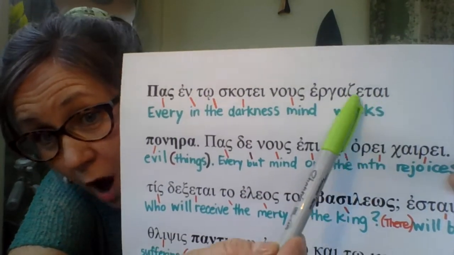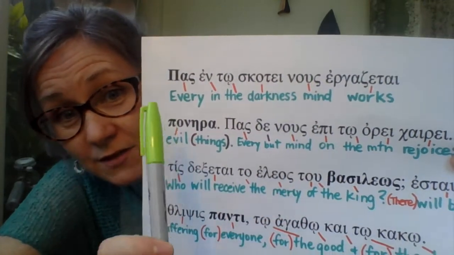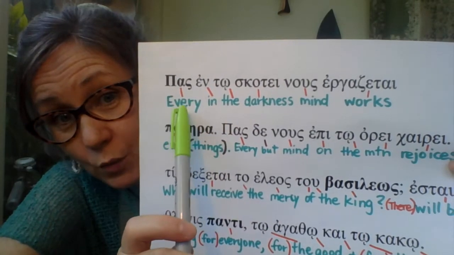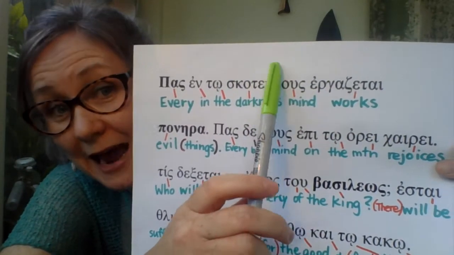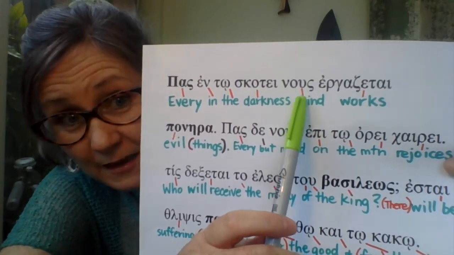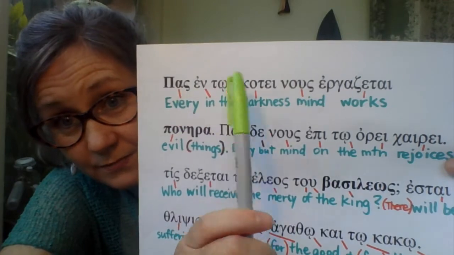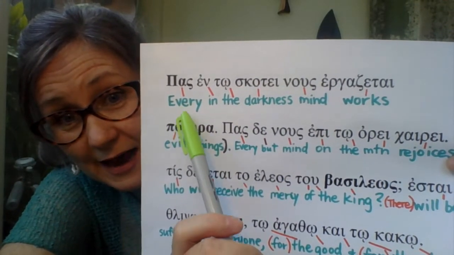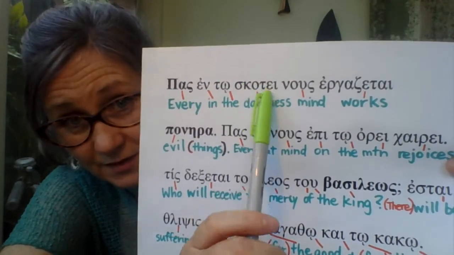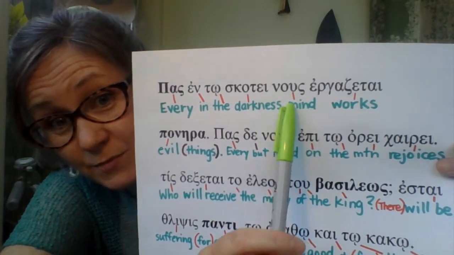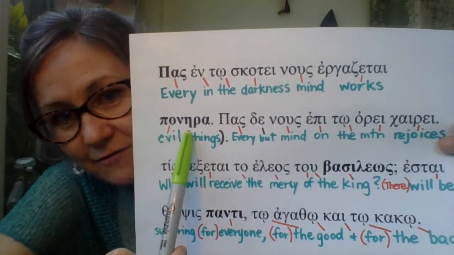If there's a noun in the nominative in here, and it matches, it's going to be that. But if there's no noun, then you're going to have to supply it. So it would be like every one. But looking along here, aha, there is totally a noun in the nominative. And it does match pas and nous in case, number, and gender. Therefore, every goes with mind. So every mind. But there's all the stuff in between it. Every in the darkness mind, or every mind in the darkness, works evil.